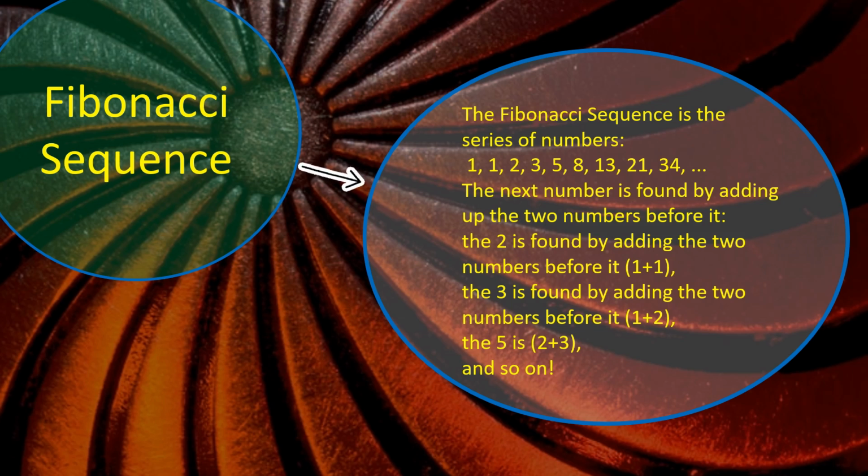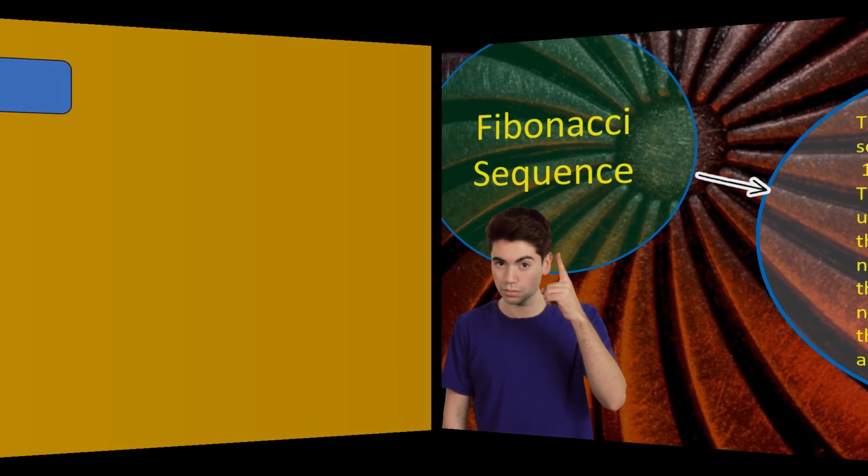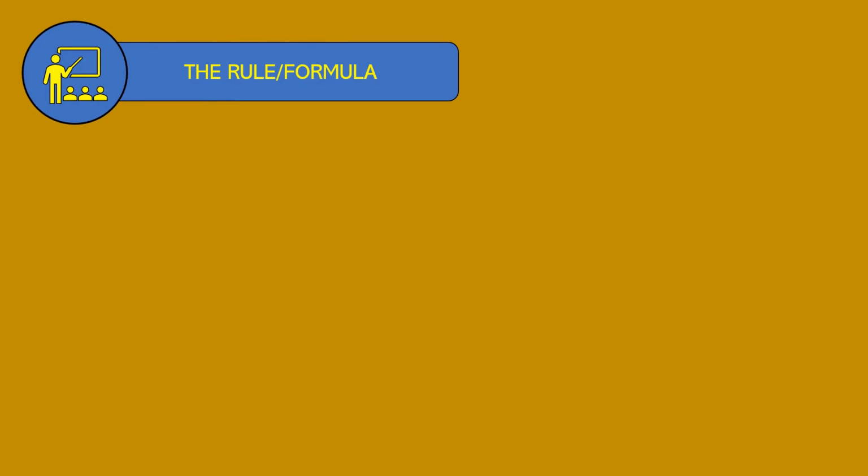So how do we get 3 here? By adding the previous 2 terms, 1 and 2, which is equal to 3. 13 is obtained from adding 5 and 8. That's it, and so on and so forth. So that is the Fibonacci sequence that starts with 1, 1, 2, 3, 5, 8, 13, 21, and so on. Okay? Now let's proceed to getting the rule or formula of a Fibonacci sequence.